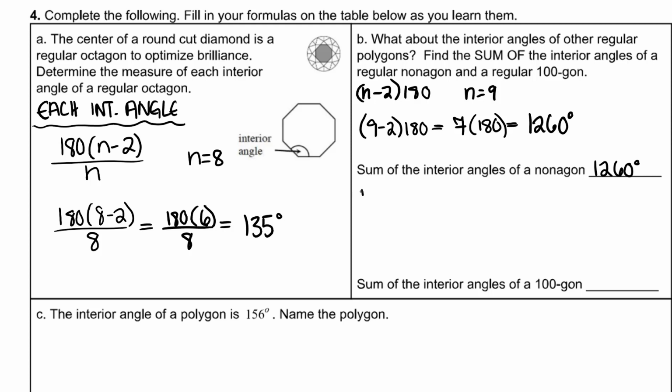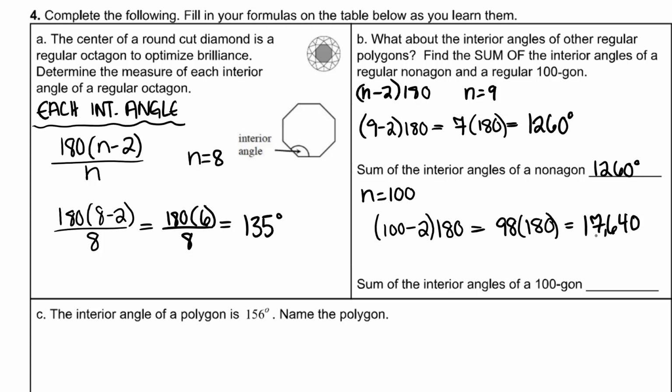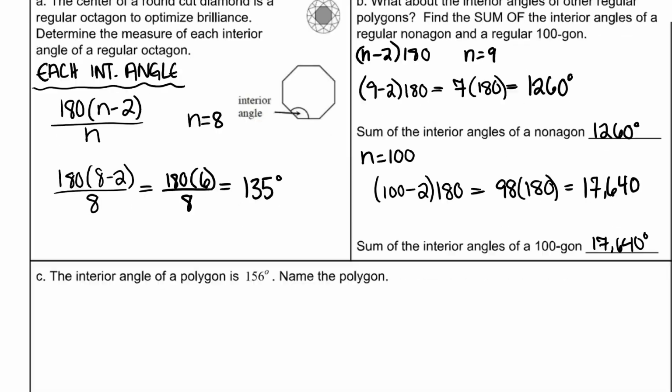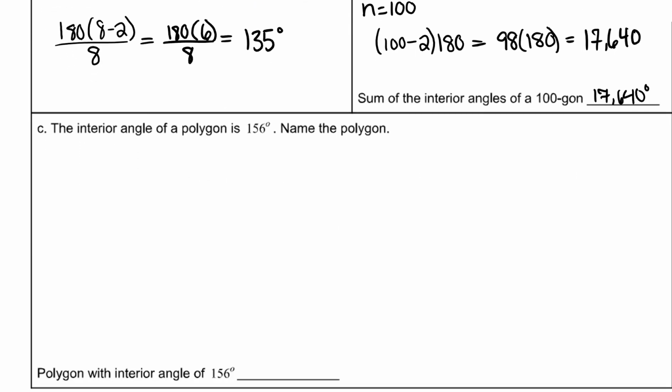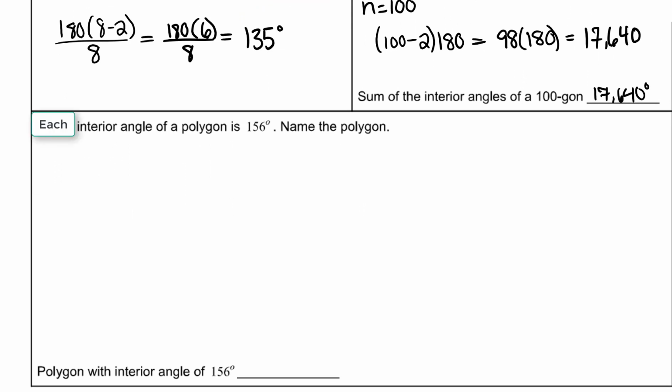And for a 100gon, n is 100. So 100 minus 2 times 180 would be 98 times 180. That is 17,640. So the interior angle sum of a 100gon is 17,640 degrees. Seems that once you have a lot more sides, you just get larger and larger interior angle sums. The interior angle of a polygon is 156 degrees. Name the polygon.